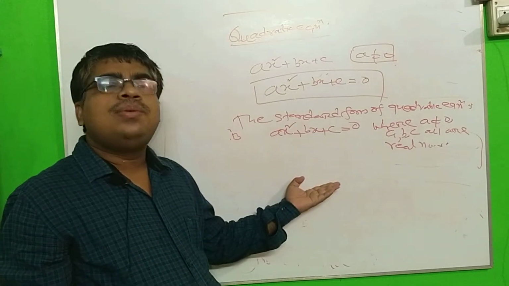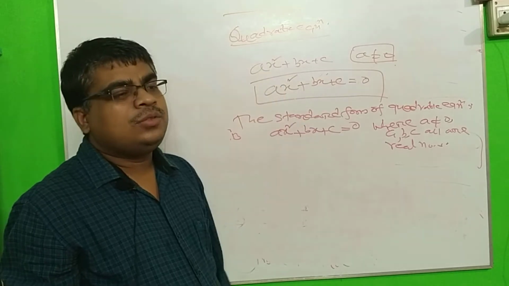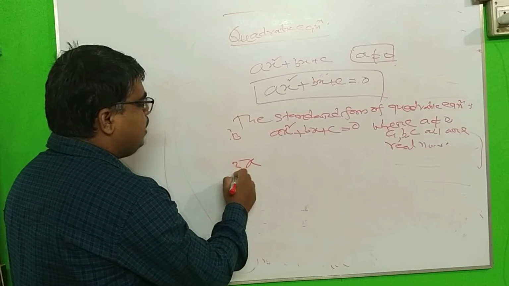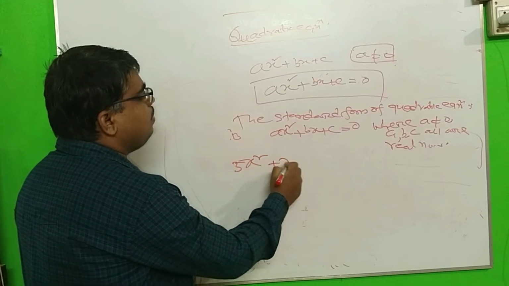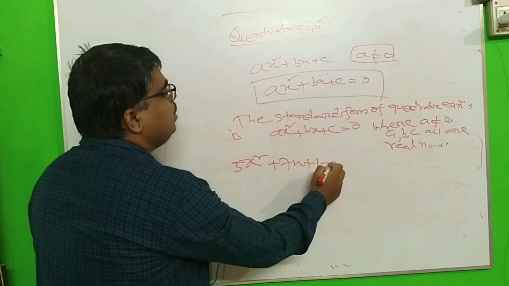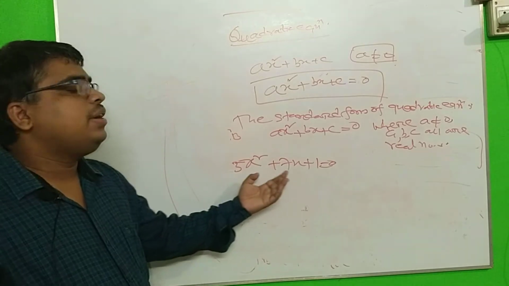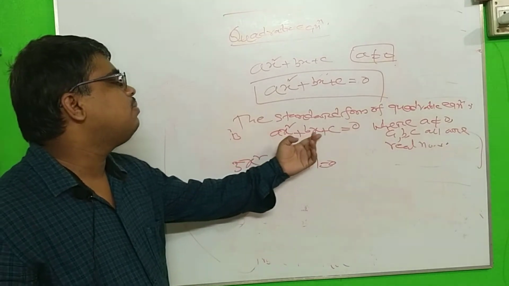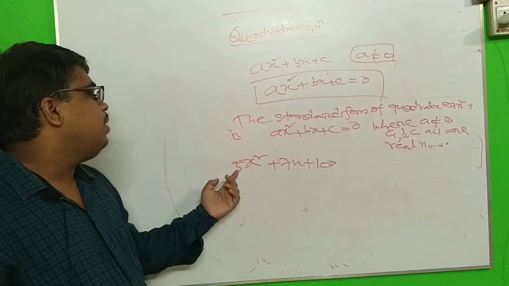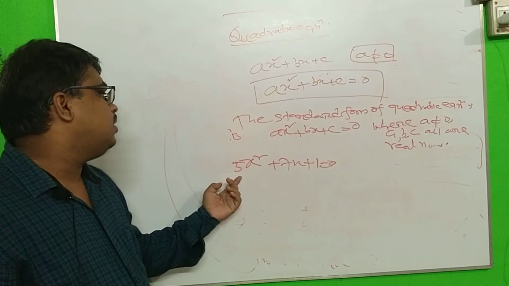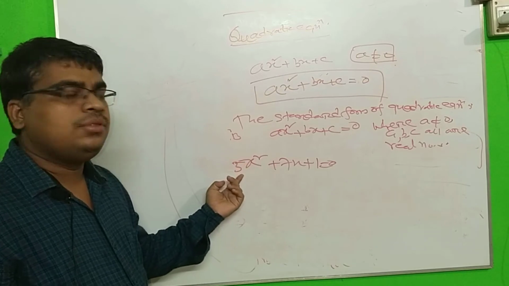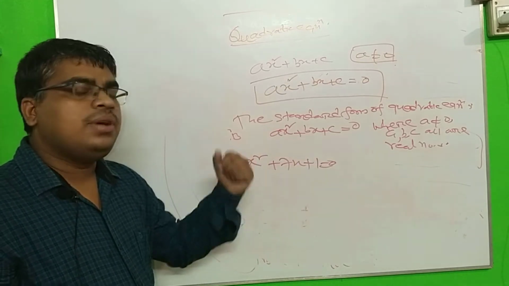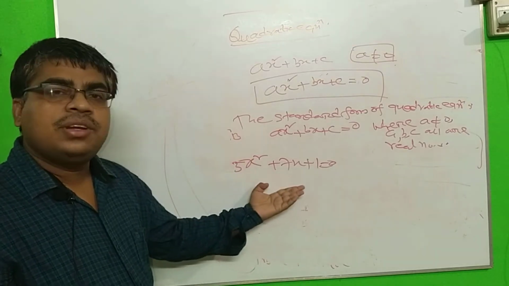Now we give some examples of quadratic equation. It is very easy. 5x square plus 7x plus 1 is a quadratic equation. If we compare it with ax square plus bx plus c equal to 0, we get coefficient of x square, that is a equal to 5. We get b equal to 7. We get c equal to 1. It is a quadratic equation.